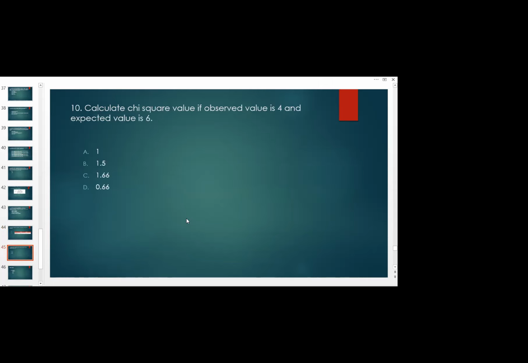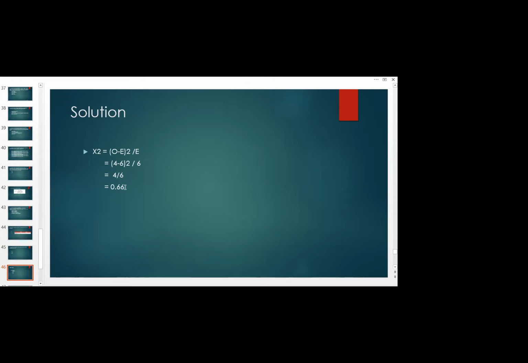Calculate chi-square value. Observed value is 4 and expected value is 6. D. Yes, the correct answer is D. Chi-square value is equal to observed minus expected, squared, divided by expected. So after calculation with observed value 4 and expected 6, the correct answer is 0.06.